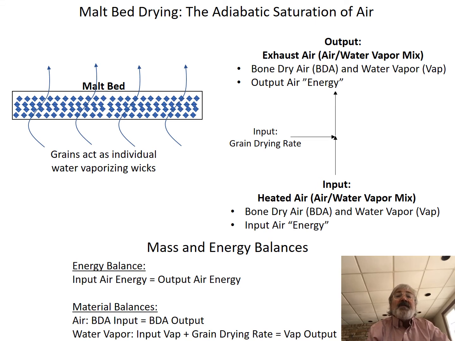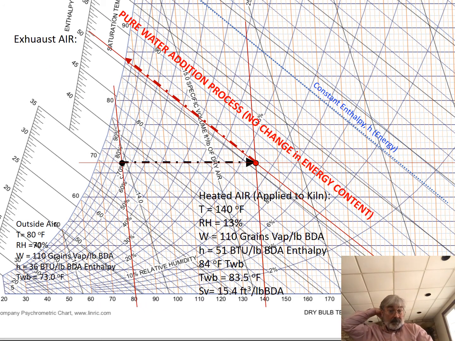So what this is, adiabatic means constant energy. So this is a unit operation that adds moisture to the air at constant energy. All right, and that's what these mass and energy balances are telling you, right? My energy is constant because my input and my output energy are the same, but I'm adding grain drying rate to my input vapor to get output vapor. So this is a pure water addition process with no change in energy.